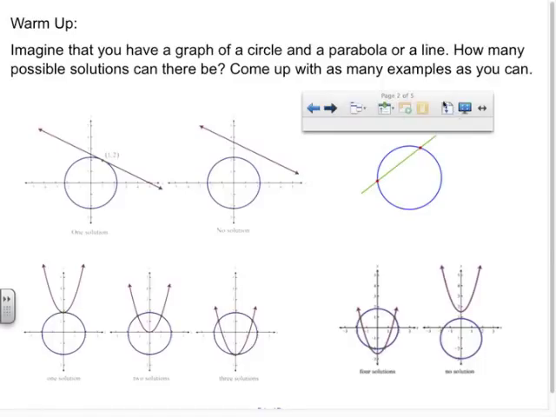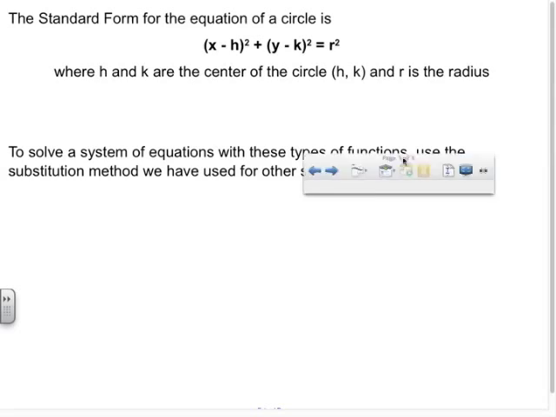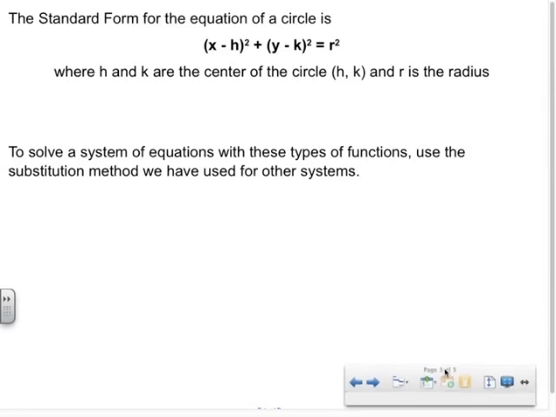What I'm going to teach you how to do in this video is how to solve a system that involves a circle and either a line or a parabola algebraically. Before we can get into that, we need to talk about what the standard form of the equation of a circle is. We're not going to worry about how to graph circles yet. We're just going to worry about what its equation is and how to use it to solve things algebraically.